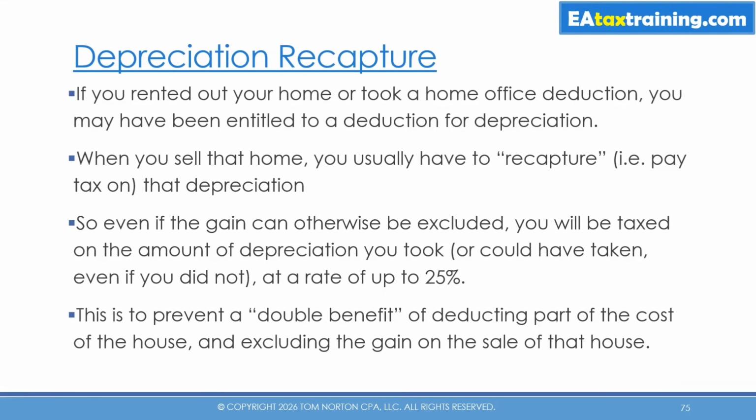However, instead of paying the 0, 15, or 20% capital gains rates, you pay your ordinary tax rate up to a maximum of 25%. And the reason for this depreciation recapture rule is to prevent a double benefit of deducting part of the cost of the house and then excluding the gain on the sale of that house. So they make you pay tax on that previous deduction that you took.